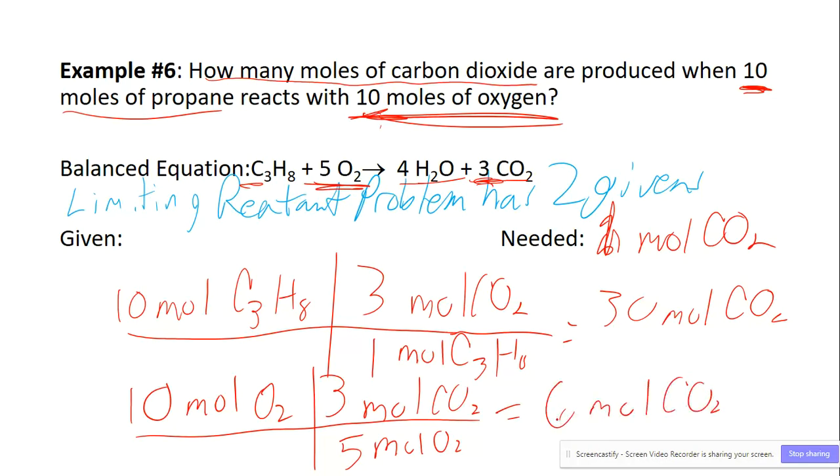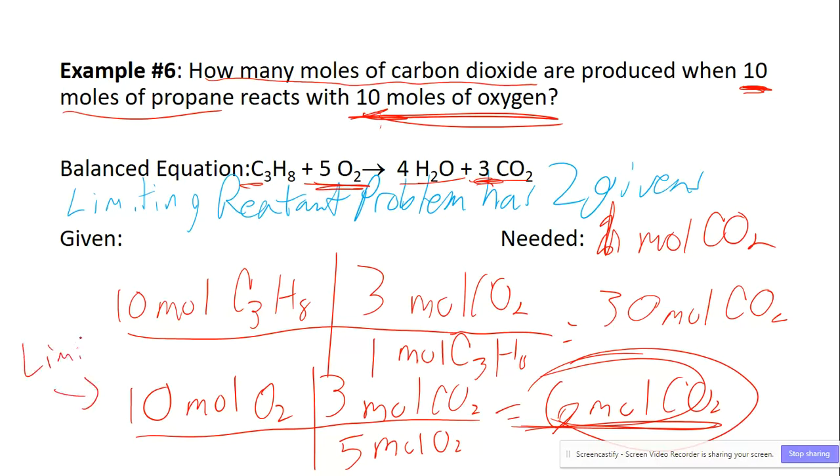So you learn, because this can only make 6, that one can make 30, that this is the lower amount. So even though we have enough propane to make 30, we only have enough oxygen to make 6. So we say oxygen is the limiting reactant. And that's what that means.